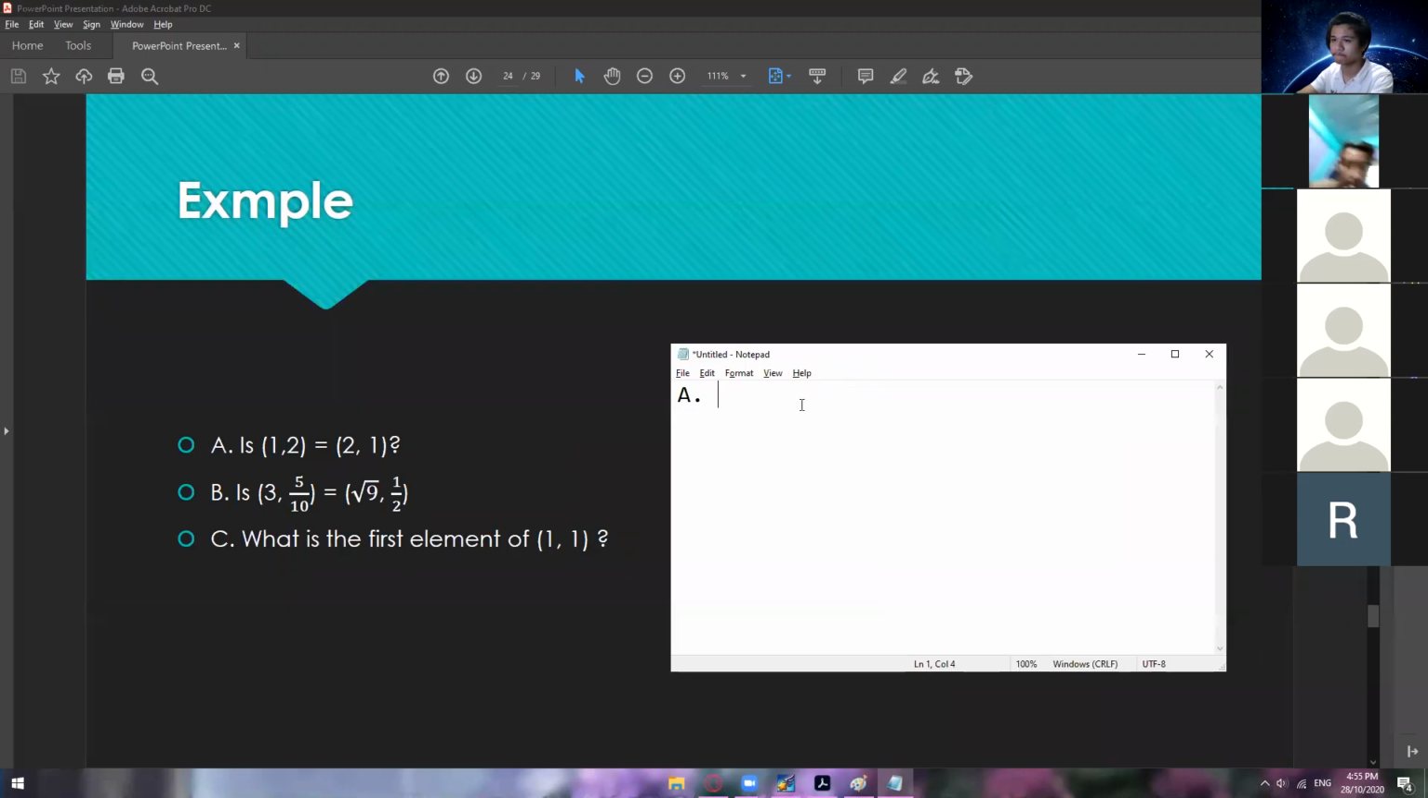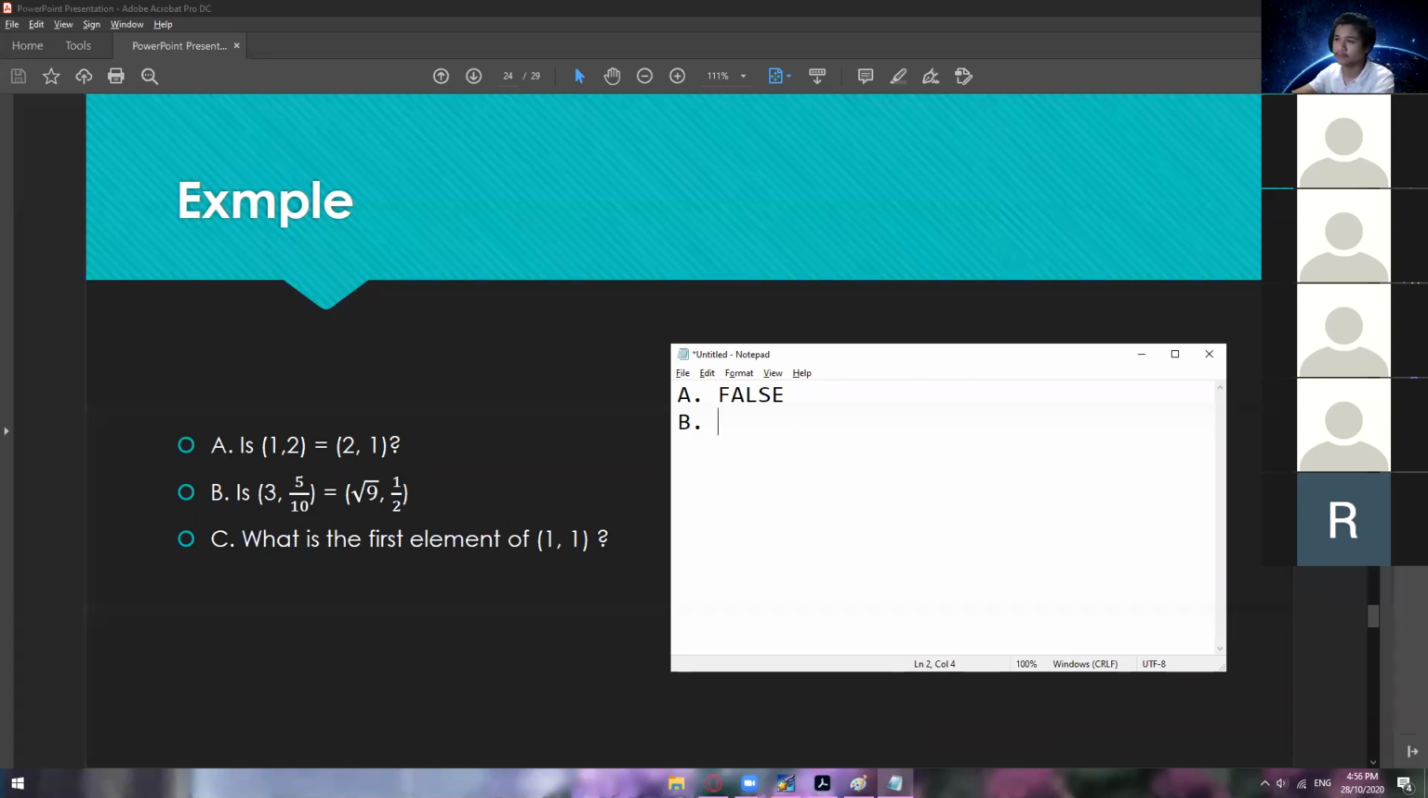False, sir. Letter A is false. So para mabilis na maintindihan, dapat yung first element natin sa isang ordered pair is kino-compare nyo dun sa first element ng another ordered pair. Wherein 1, it says here 1 is equal to 2, and then 2 is equal to 1, which is not really true. Kasi nga, of course, hindi naman sila equal. Hindi rin naman to equal. So letter A, false.